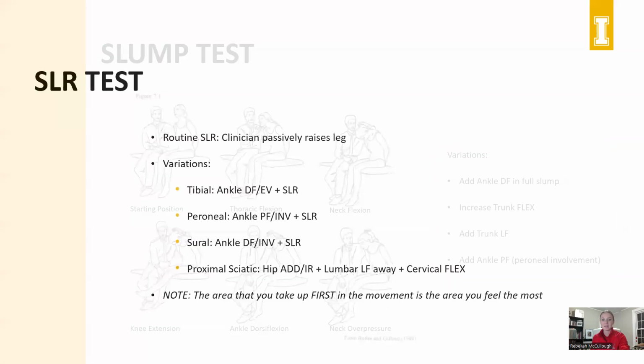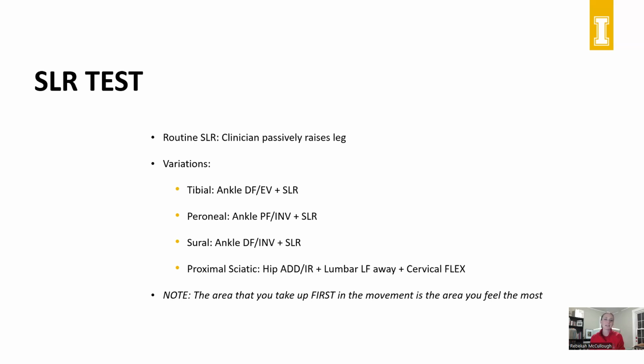All right, next, the straight leg raise test. This is going to be your routine straight leg raise where the clinician is passively raising it. Now, with this test, there's a lot of different variations to hit the different cutaneous nerves. So you add ankle dorsiflexion and eversion to get more of the tibial nerve. If you're doing more plantar flexion inversion, you'll get peroneal. For that sural nerve, you're going to do the ankle dorsiflexion with inversion. And then if you have that hip adduction and internal rotation and a little bit of lumbar flexion, you can get more of that proximal sciatic.